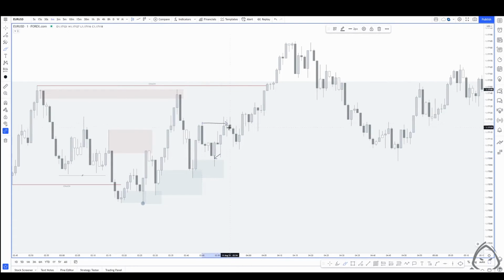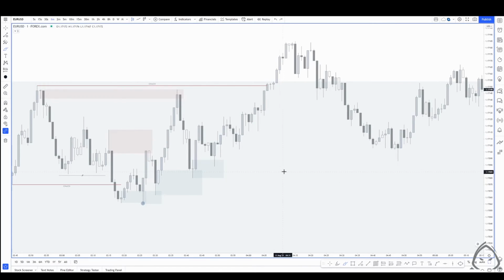Yes, we kind of broke structure. Does that sound like we should be taking a trade? No. But what it is framing our minds up from a logical perspective is we're starting to see order flow taking over. We're starting to see respecting of demand zones and price continuing.